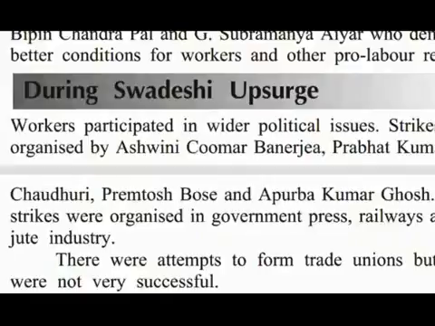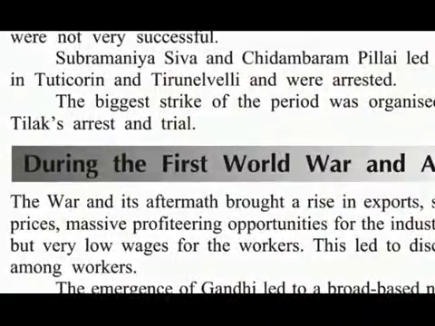During the Swadeshi upsurge, workers participated in wider political issues. Strikes were organized by Ashwini Kumar Banerjee, Prabhat Kumar Roy Chowdhury, Premtosh Bose and Apurva Kumar Ghosh. These strikes were organized in government press, railways and the jute industry. There were attempts to form trade unions but these were not very successful. Subramanya Siva and Chidambaram Pillai held strikes in Tuticorin and Tirunelveli and were arrested. The biggest strike of the period was organized after Tilak's arrest and trial.